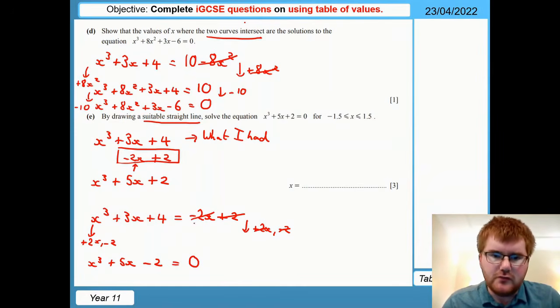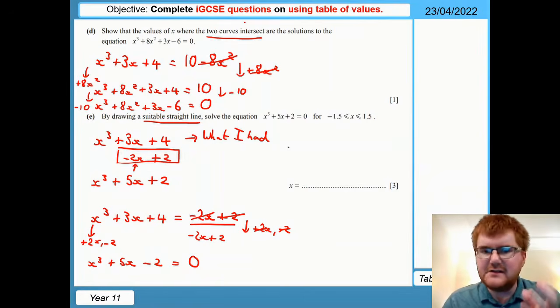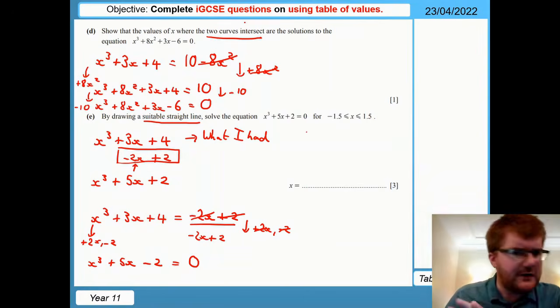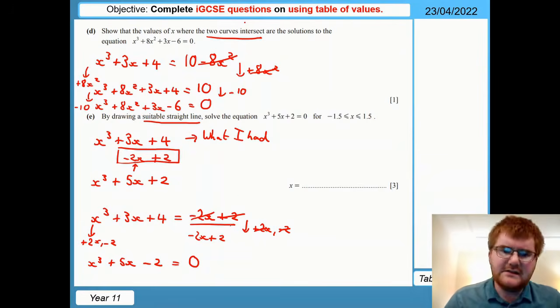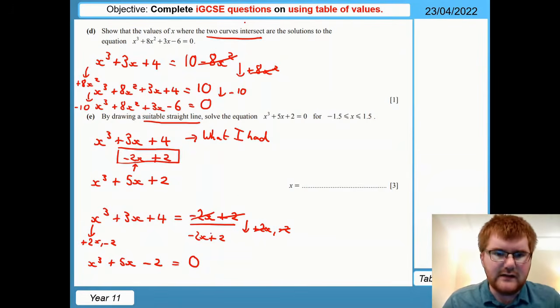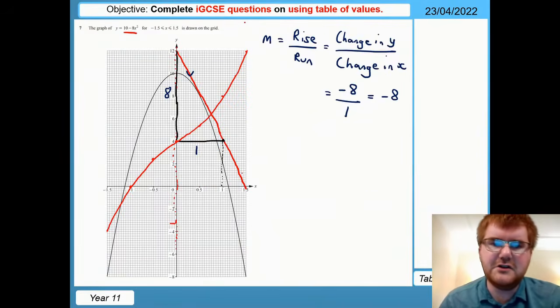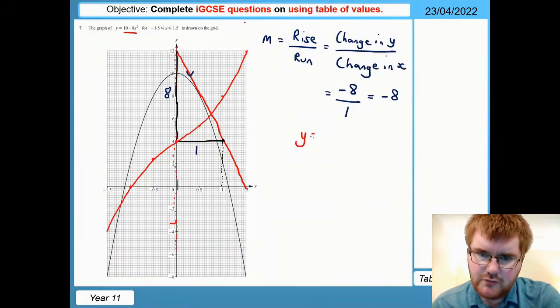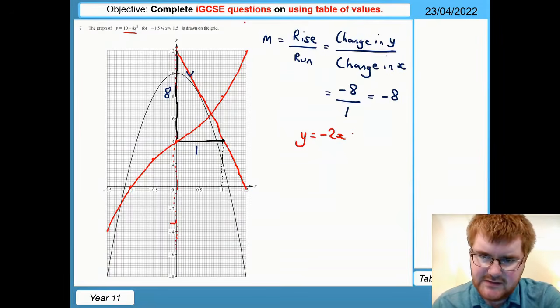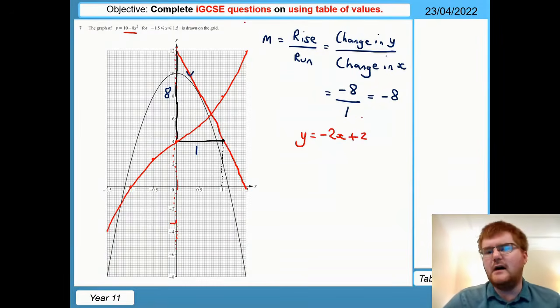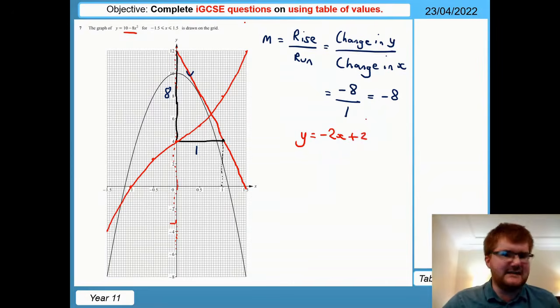So if I draw this line, the minus 2x plus 2, and find the intersection points with the original cubic, then I can solve this actual different equation up on the board. So the next thing we need to do here is draw the line minus 2x plus 2. There are different ways that your teacher can teach you to actually draw this line y equals minus 2x plus 2. Now if I've got a choice, I tend to do the so-called lazy solution.